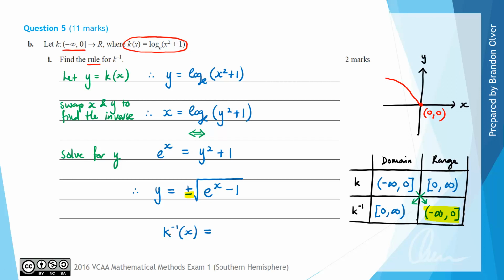So this means the rule for k inverse of x is going to be negative the square root of e to the power of x subtract 1. So that is the answer to part B, part 1 of this question.